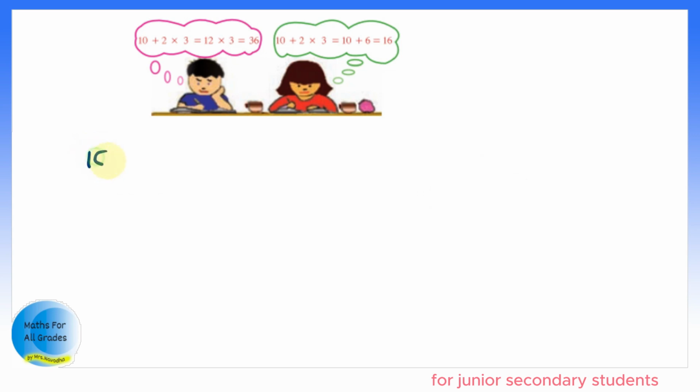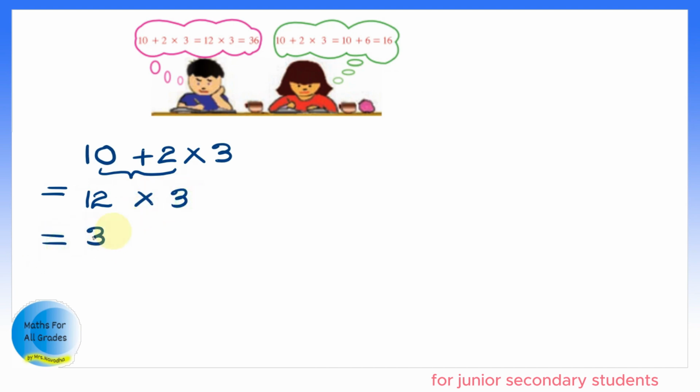The question is 10 plus 2 times 3. Let's see what he has done. He has started the question with addition. 10 plus 2, 12. Then multiplication. 12 times 3, 36. So that's how he got 36 as the final answer.